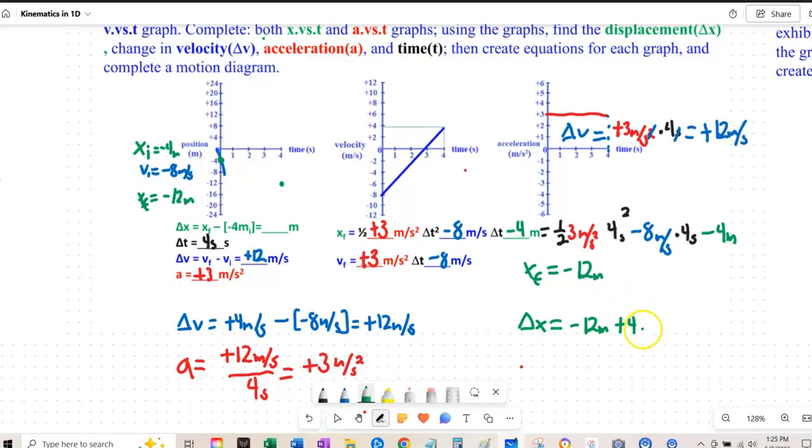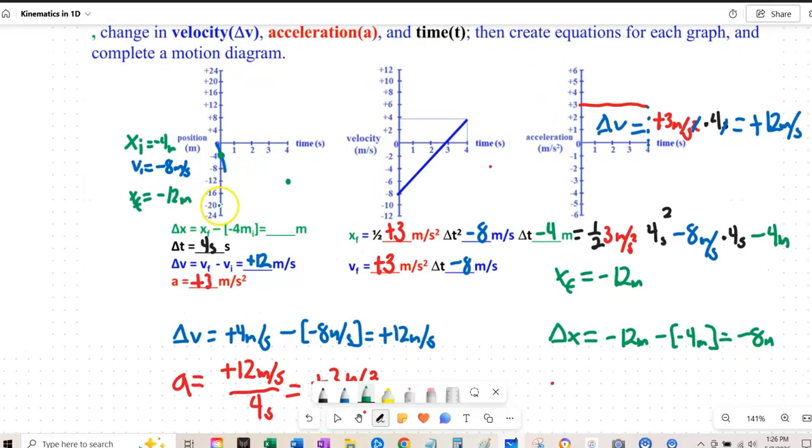You know what? I'm going to represent it this way. Yes, I know it's +4. I just want to make sure you have good notes, which is going to be negative 12 plus 4, so that's going to be -8 meters displacement. Which totally makes sense, because this is by 4s, so this is 4, and it's dropping by 1, 2. So it works right there.